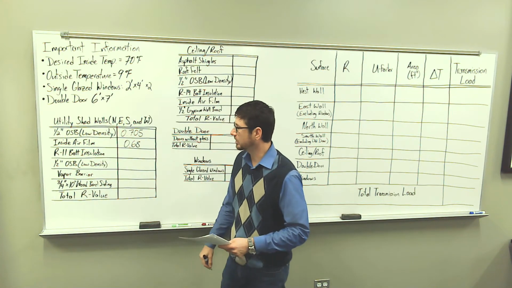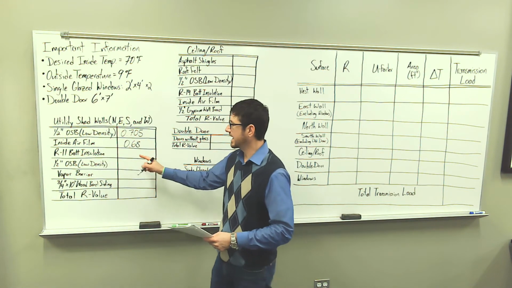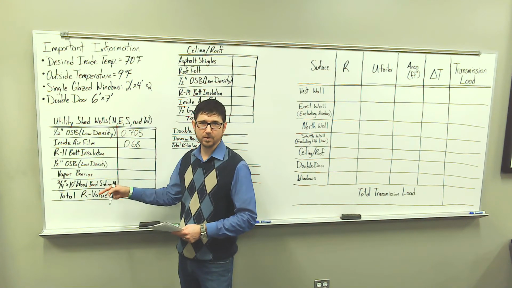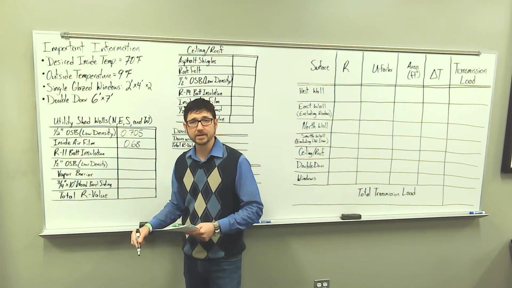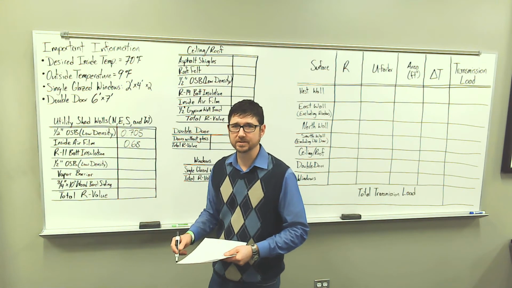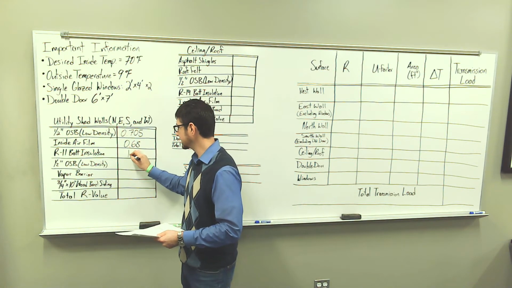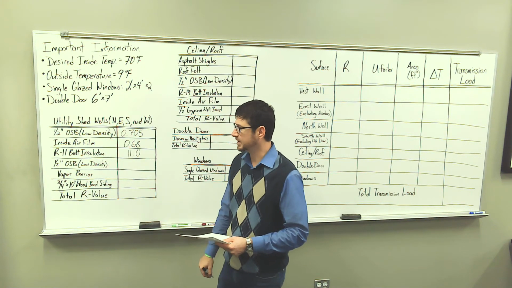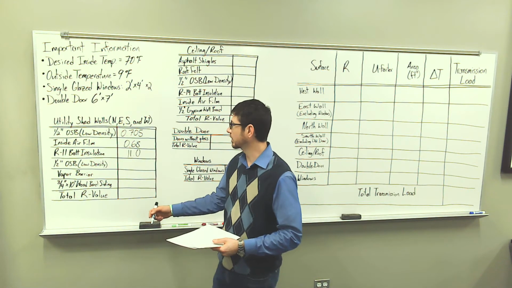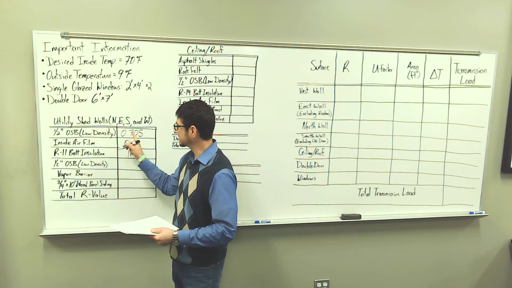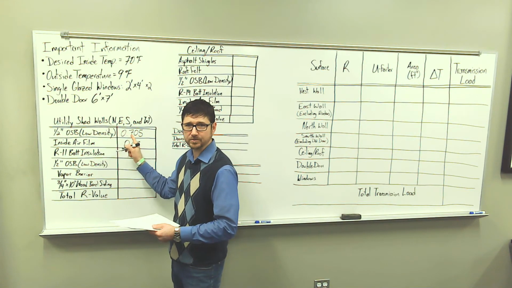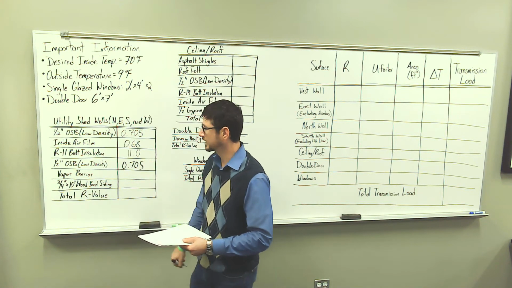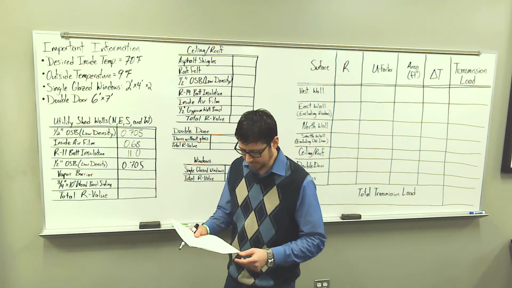Next, we have the R11 Bat Insulation, and insulation is usually named by its R value. So when it says R11 Bat Insulation, the R value is 11. Okay, next up we have 1/2 inch oriented strand board low density, and so this is the same thing, the same value that we have here, 0.705.